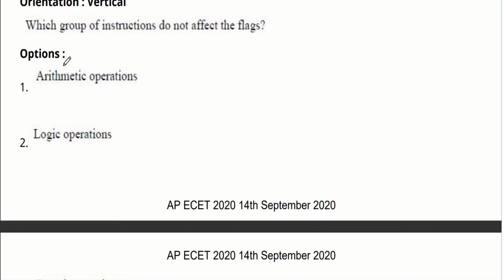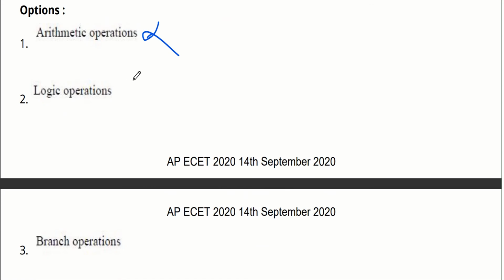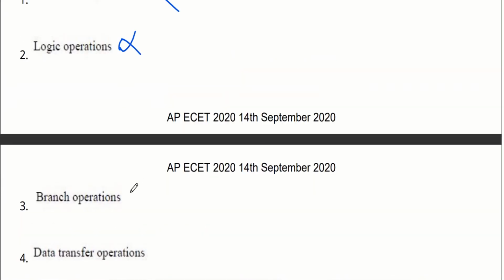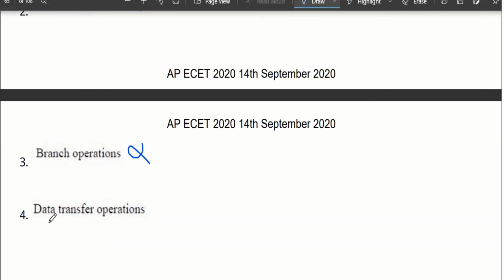Next question. Which group of instructions does not affect the flags? Arithmetic operations affect the flags, so this is not a correct option. Logical operations affect the flags, so this is not a correct option. Branch operations also affect the flags, so this is not a correct option. And finally, data transfer operations. This does not affect any flag. The data transfer happens automatically without any interruption to the flags.